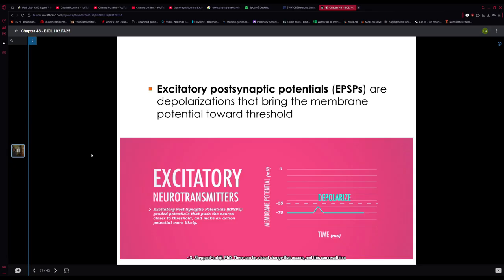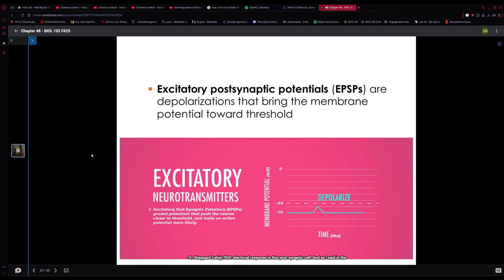So there can be a local change that occurs, and this can result in a conversion of that chemical signal through that neurotransmitter into an electrical one. These chemically gated channels, these ligand gated channels that are found on the postsynaptic neurons, are going to be less sensitive to changes in membrane potential than voltage gated ion channels. So it's important to keep in mind that there might need to be additive mechanisms that we have to utilize in order to induce an electrical response in this postsynaptic cell.